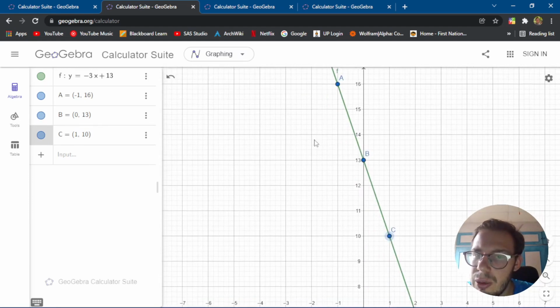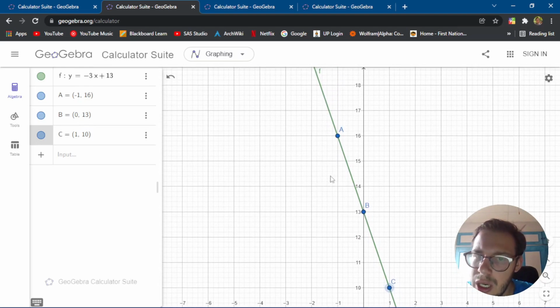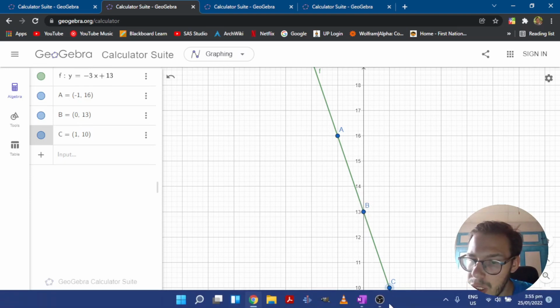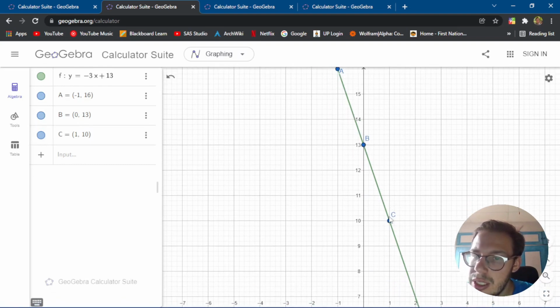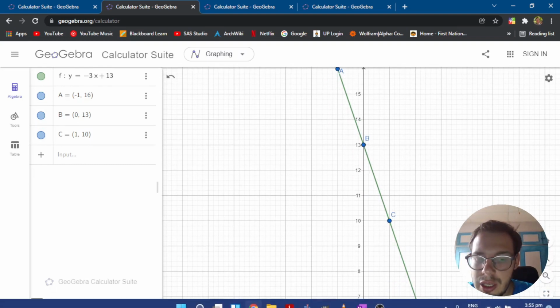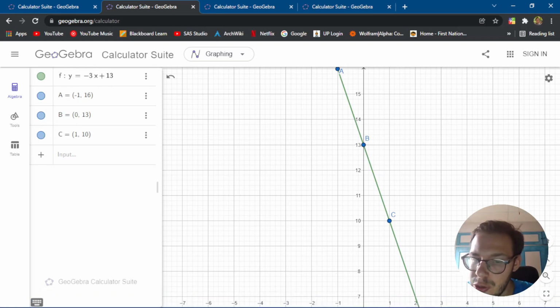And you can see our first point here, minus 1, 16. And then our second point, 0, 13. And our final point, 1, 10. And there our second graph is drawn.